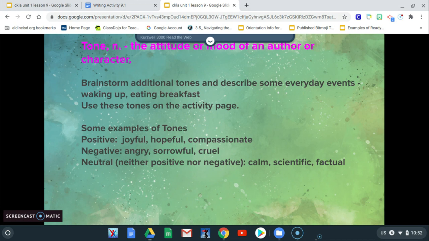Or you could be neutral and just like, another day. I neither have sadness or joy. I'm just grateful for another day. So you can just be factual, scientific, and not really give a negative or personal or positive tone.